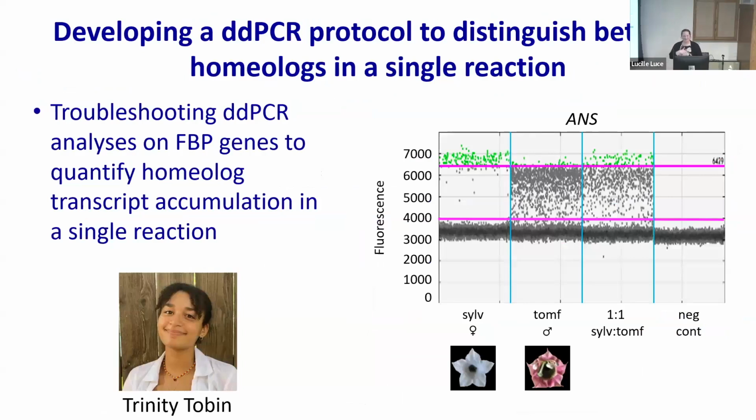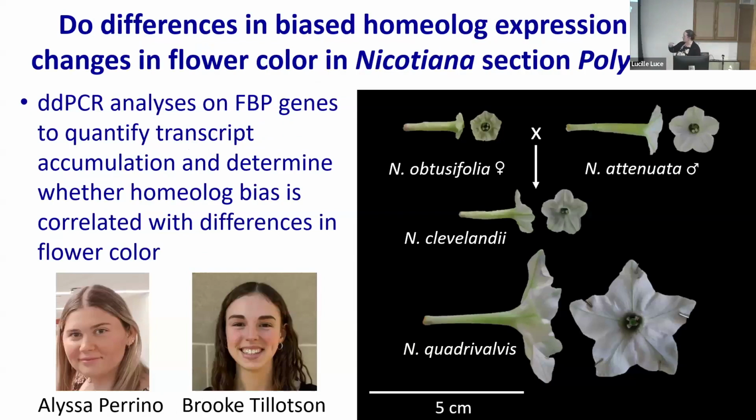So Trinity was working on this other project that then led to us figuring out that we had that intron retained in ANS. She was looking to develop a droplet digital PCR protocol such that we could distinguish between expression of our two homologs in a single reaction. So more bang for your buck. We made some progress. Unfortunately, it didn't really come to pass that it was going to be feasible for what we're doing, but we still learned some really cool stuff along the way. So we've kind of shifted that project with some new folks.